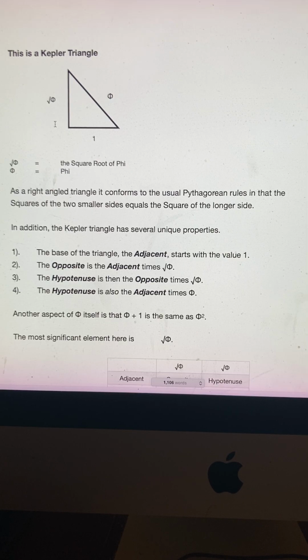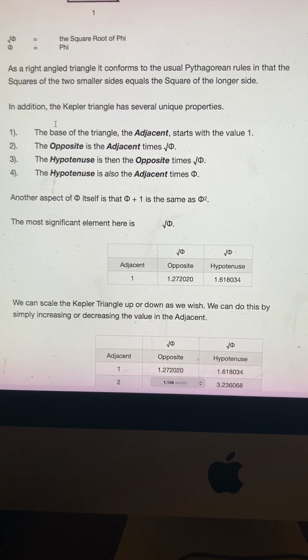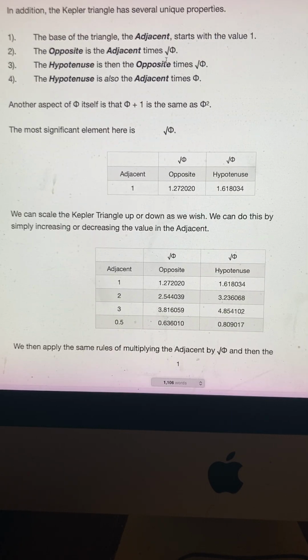The most significant element here is the square root of phi, in that the adjacent multiplied by the square root of phi is the opposite, and then the opposite multiplied by the square root of phi again is the hypotenuse, in this case phi. We can scale the Kepler triangle up or down as we wish.